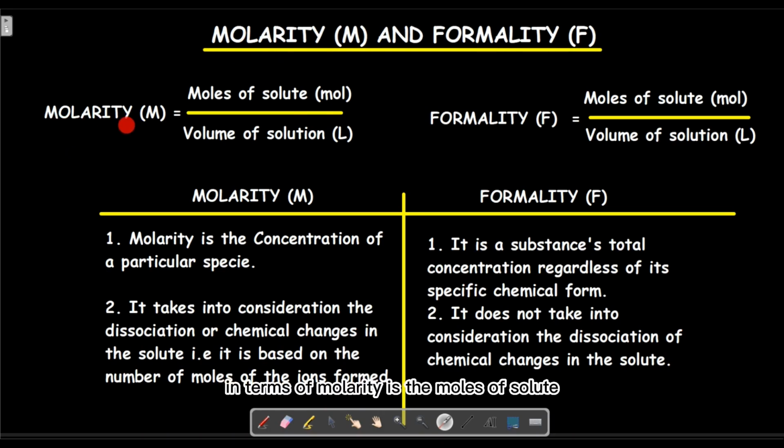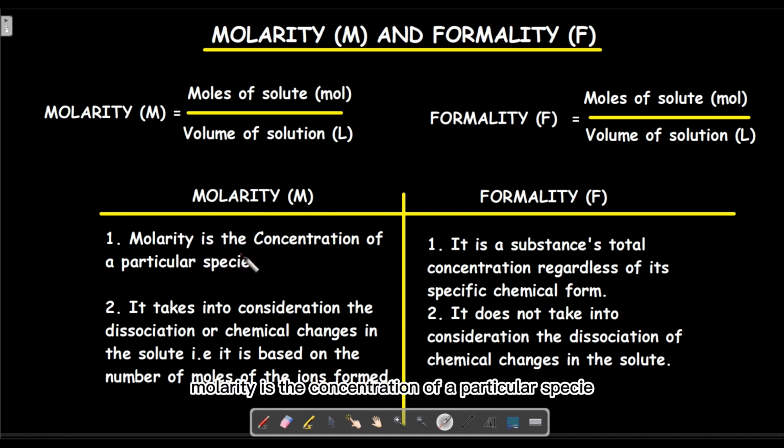Now, concentration in terms of molarity is the moles of solute per volume of solution in liters, while formality is also given as the moles of solute per volume of solution in liters. If you observe very well, both molarity and formality have the same formula. In calculations, most times formality and molarity are confused for each other because they have the same formula. But there's a subtle difference between molarity and formality.